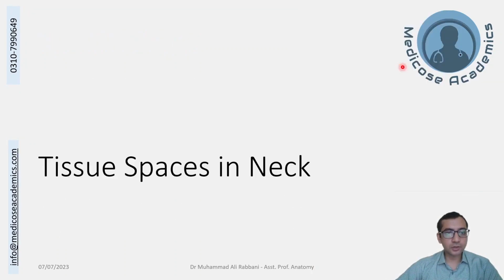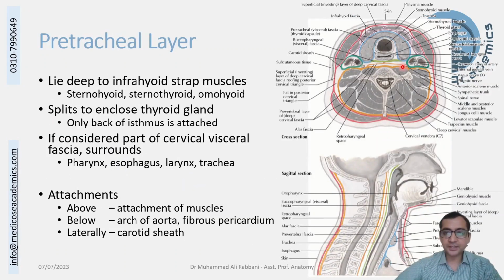So let's talk about the pretracheal fascia a little more. It is on the deeper aspect of the muscular fascial layer, the infrahyoid muscles: sternohyoid, sternothyroid, and omohyoid, and it is enclosing the thyroid gland completely. Very important MCQ. Historically speaking, we have seen it many times, that the pretracheal fascia encloses, or the trachea is enclosed by, and it goes on.